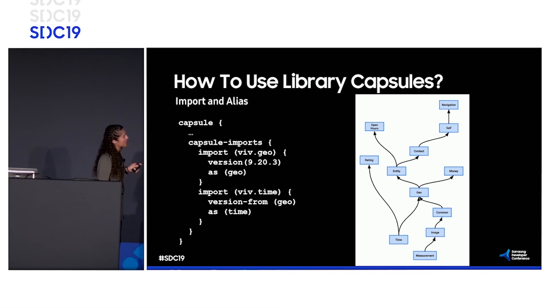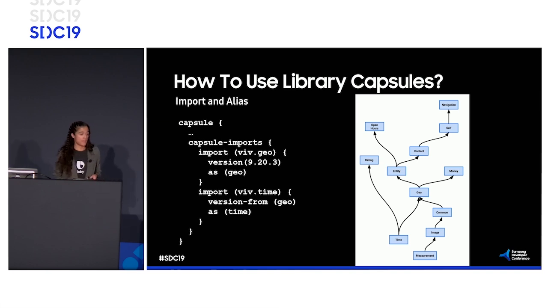The way to use it is you identify all the library capsules you want to use. For example, if we wanted to use geo and time here, we would find them in the graph, see which one is the highest in the tree, and then we would import that one with its direct version. So import viv.geo, version 9.20.3 as geo. And then everything below that capsule in the graph, we could import transitively using the version from keyword. So we could import viv.time, version from geo, as time.